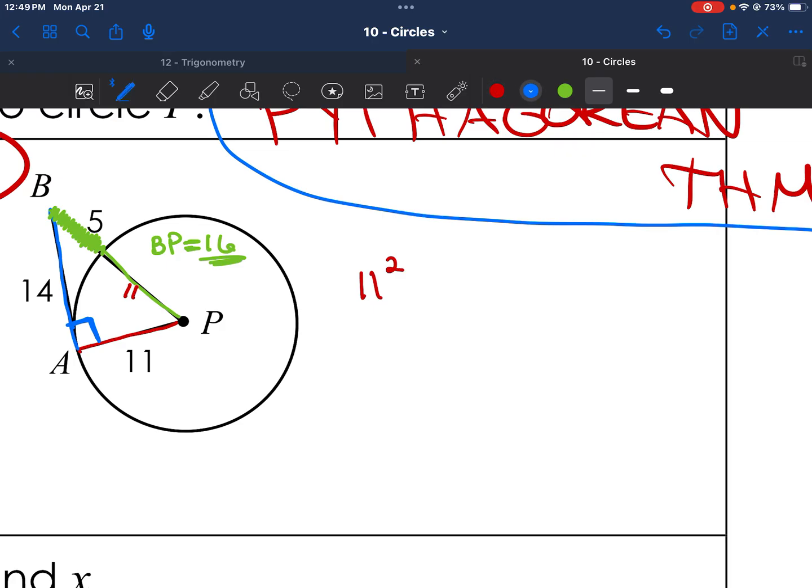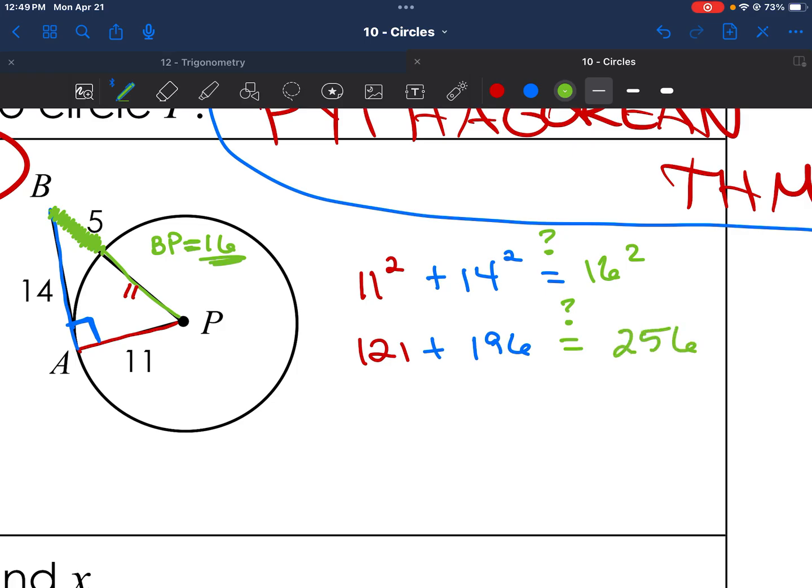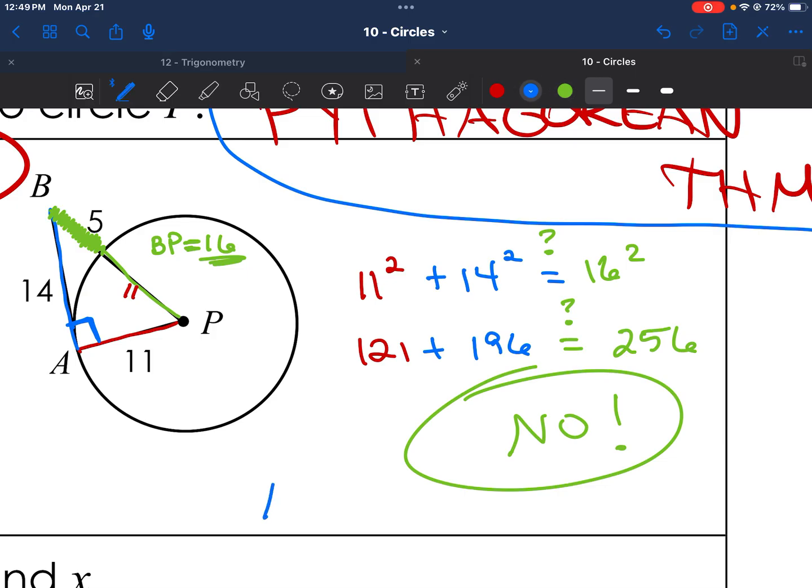11 squared plus 14 squared has to equal 16 squared. This is the question for this one. Well, again, if we do it individually, we get 121 plus 196, and we're asking ourselves, do these two add together to equal 256? Well, if you type this in, you're going to see that no, these two do not add together to make 256. So what that means for this one is that AB is not a tangent line.